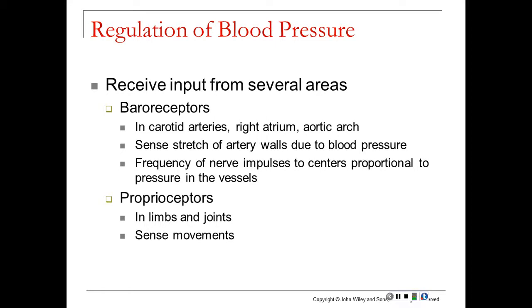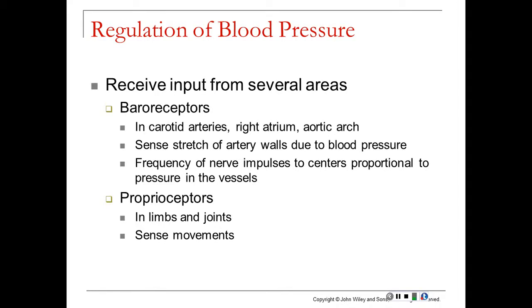Those areas of our medulla oblongata are receiving input from several areas, including baroreceptors within the carotid arteries, as well as within the aorta and the right atrium. They're going to sense that stretch of the artery walls due to high blood pressure, and so they will adjust the heart rate accordingly. Frequency of nerve impulses to those centers is going to be proportional to the pressure within the vessels. So as the pressure within the vessels increases, the frequency of nerve impulses increases, and so your heart rate is going to increase as well.